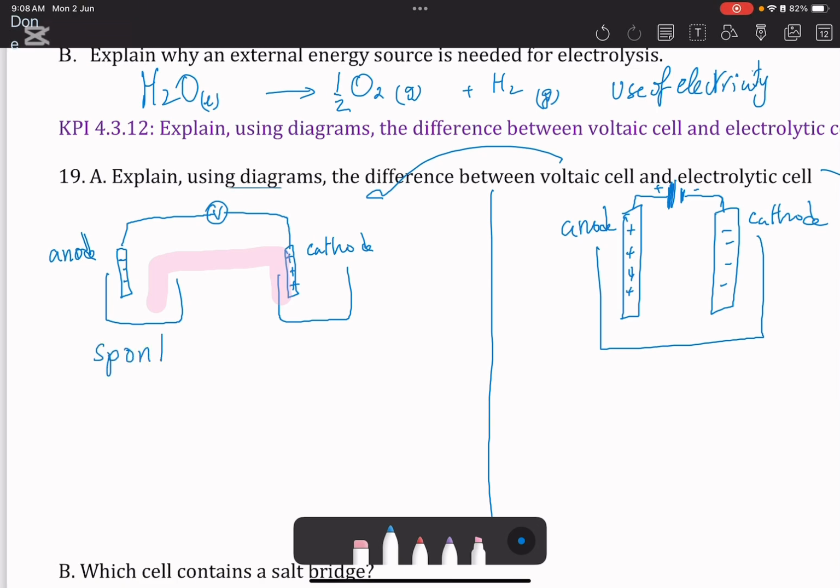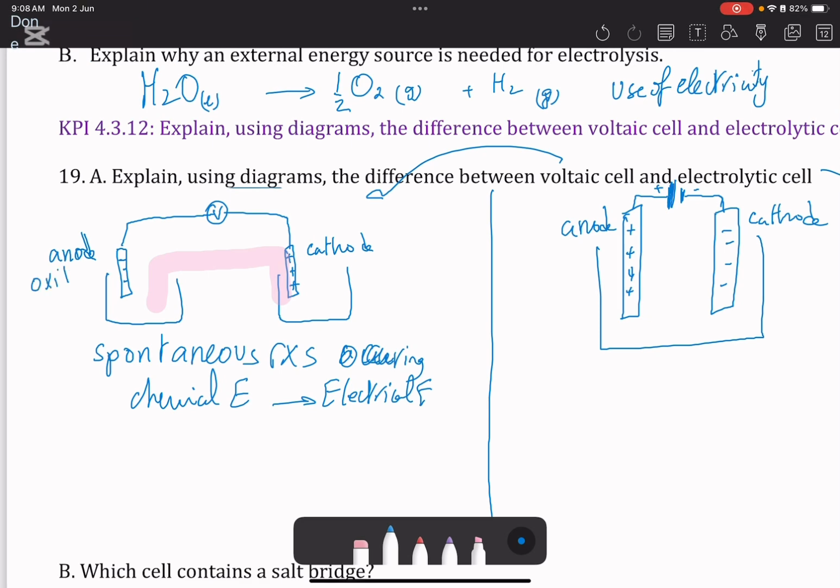So in the voltaic cell, it is a spontaneous reaction occurring, a chemical reaction that takes place, and it converts chemical energy into electrical energy. Because after the chemical reaction proceeds, which is the result of oxidation and reduction, a current is created, and we can measure the voltage of this battery with a voltmeter.